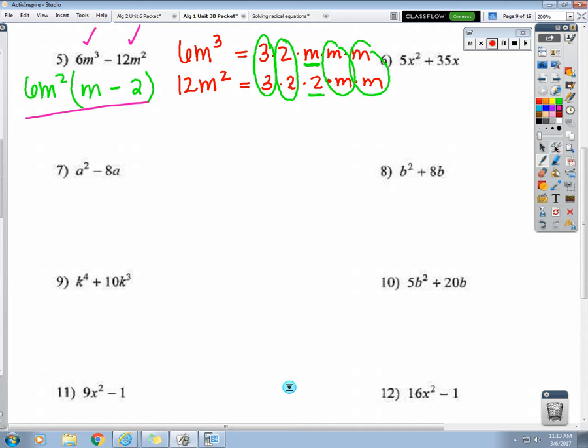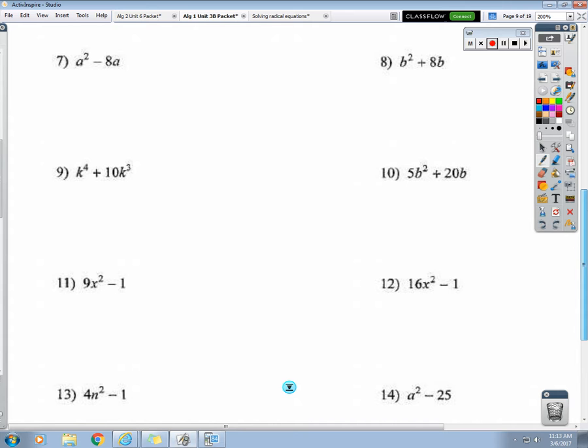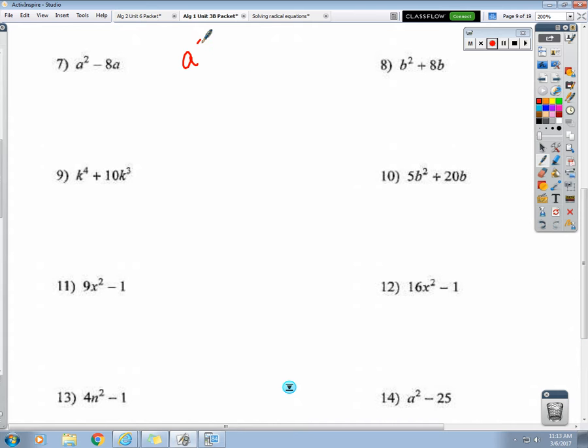Okay, number 7. We have an a squared and we have an 8a. So what are the prime factors of an a squared? Just a times a. Okay, what are the prime factors of 8a? Well, just three 2's. And then an a, right?